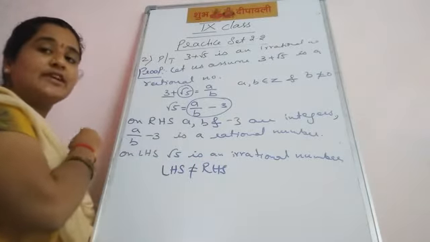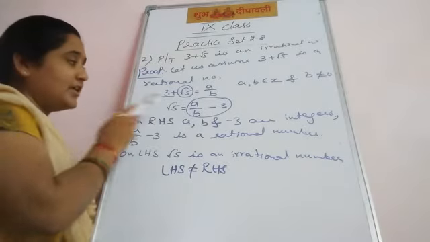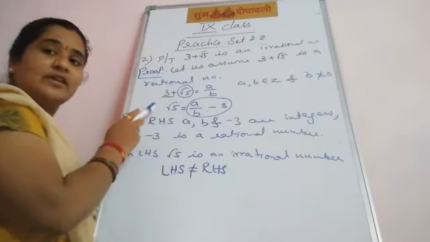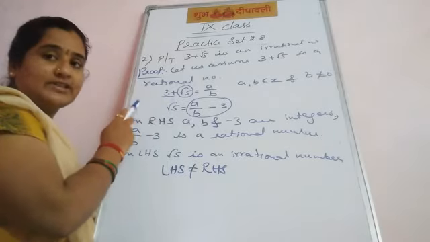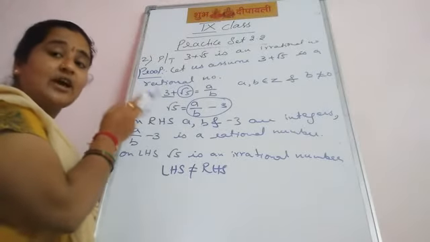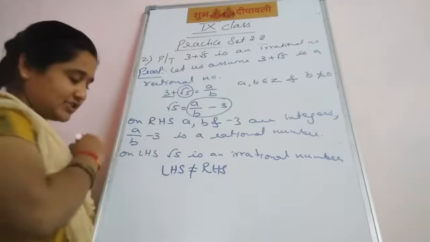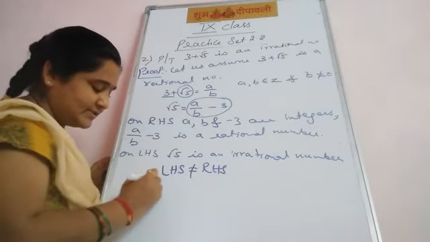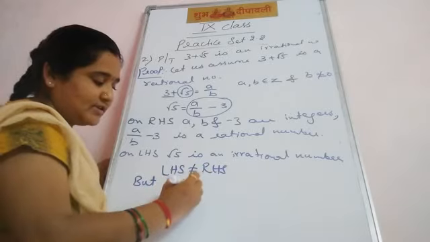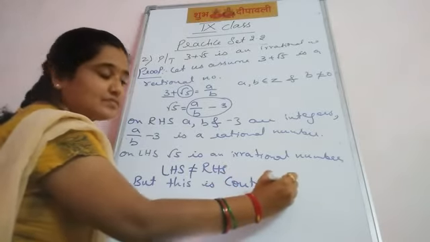If the left side is a rational number, the right side is also a rational number. When we give an equal sign, it should be equal on both sides, right side and left side. On one side it is rational and the other side is irrational. So here we got a contradiction.